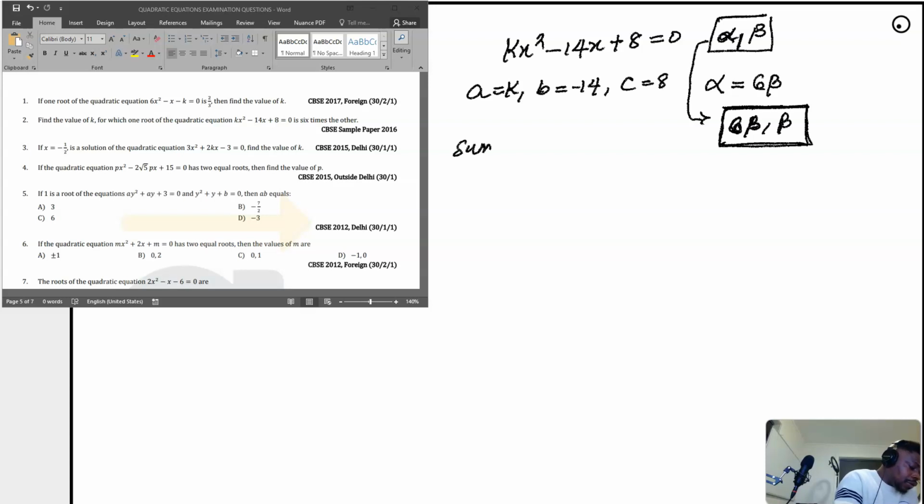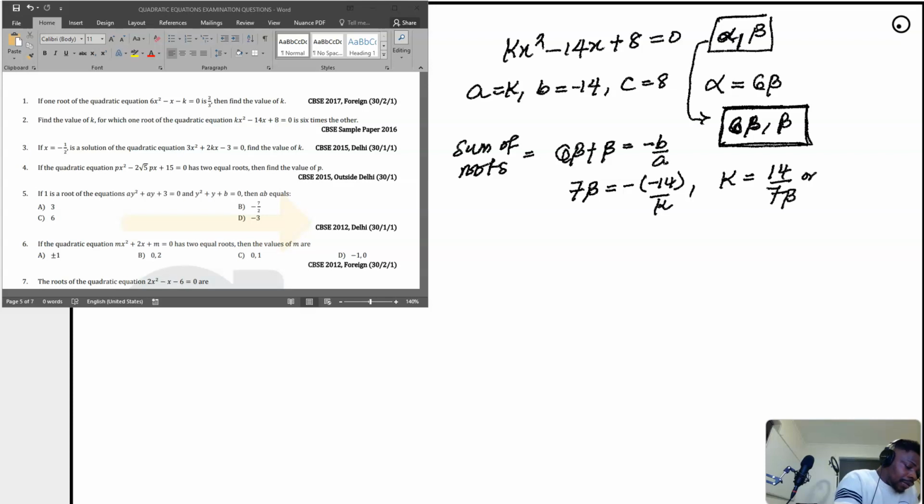So sum of roots. What is sum of roots? That is 6 beta plus beta, and sum of roots is minus b over a. So this is 7 beta is equal to minus 14 over k. Okay, so here I can say my k is 14 over 7 beta, which is 2 over beta. Okay, that is k. That is when we use sum.